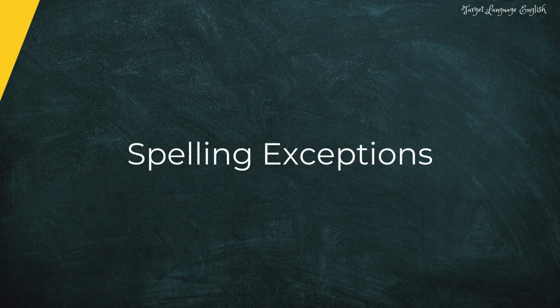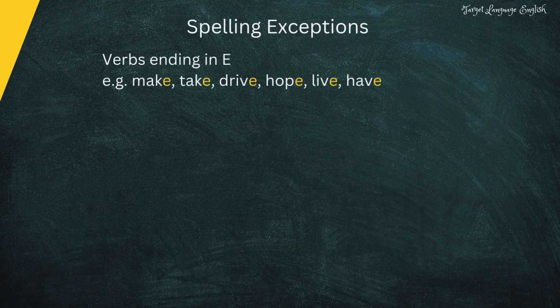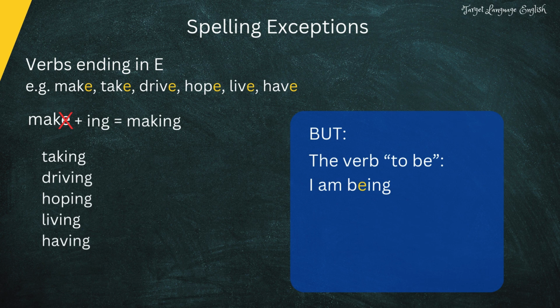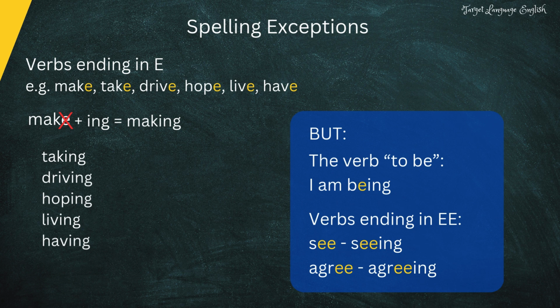But with some verbs, we have spelling exceptions. Verbs ending in E, like make, take, drive, hope, and so on, remove the final E and add ing. But when the main verb is the verb be, as in I am being, we do not remove the final E. We also do not remove the final E with verbs ending in double E, like see, seeing, agree, agreeing. You can see that both of these verbs kept the double E.